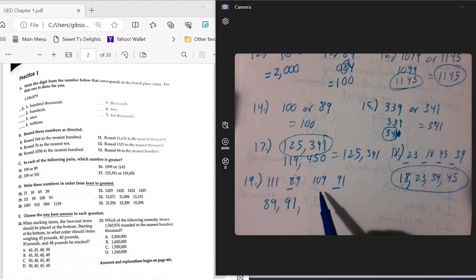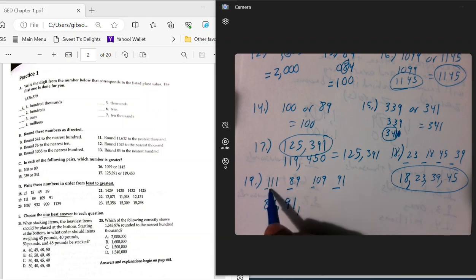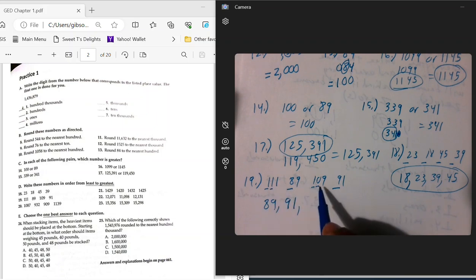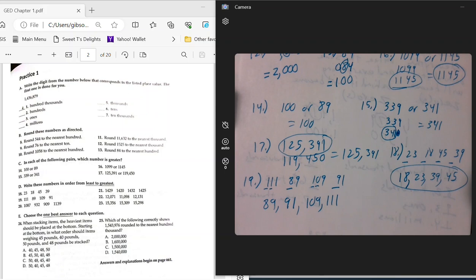Now we're going to compare the 3-digit numbers. If you notice, the first digit of both of the 3-digit numbers are the same. The second digit, which is in the tens place, this has a 1, this has a 0. We know this is a smaller value because 1 is larger than 0. So this would be 109, 111. Okay, now we go to problem 20.